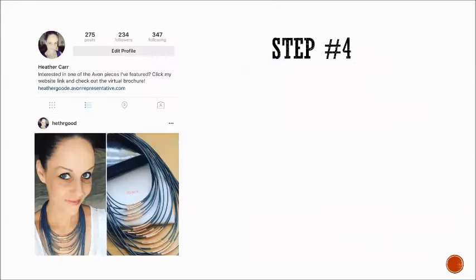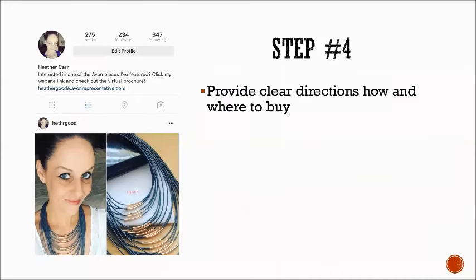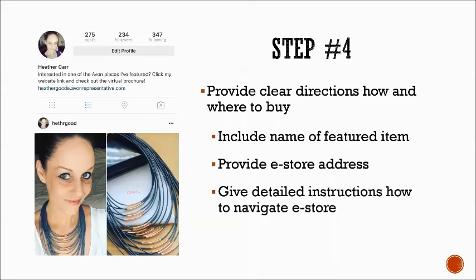Step number 4, provide clear how to and where to buy. Make sure you know the rules of whichever social media platform you are posting to, since some don't allow links and others are particular about using personal profiles for selling. Include the name of your featured item. Make sure to post the full and exact name of the item you are featuring so they can locate it in your e-store. Provide your e-store address. Ideally, you will have a link to your e-store directly in your post, but this is sometimes not allowed. For instance, Instagram doesn't allow website links in individual posts, but they will allow it in your profile.